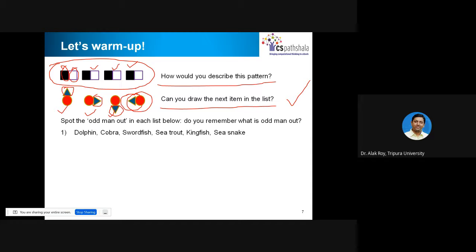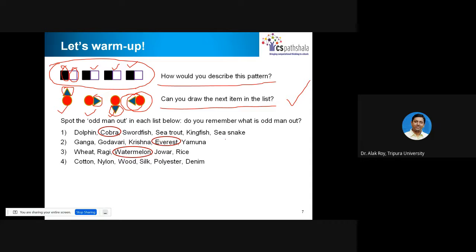So say, for example, dolphin, cobra, swordfish, sea trout, kingfish, sea snake. What will be uncommon here? Odd man out. Here, cobra will be uncommon because the others are fish, but cobra is a snake. Similarly, in the second example, all are rivers, but Everest is a mountain. Similarly, wheat, ragi, jowar, rice, these are different from watermelon. Watermelon is a fruit.